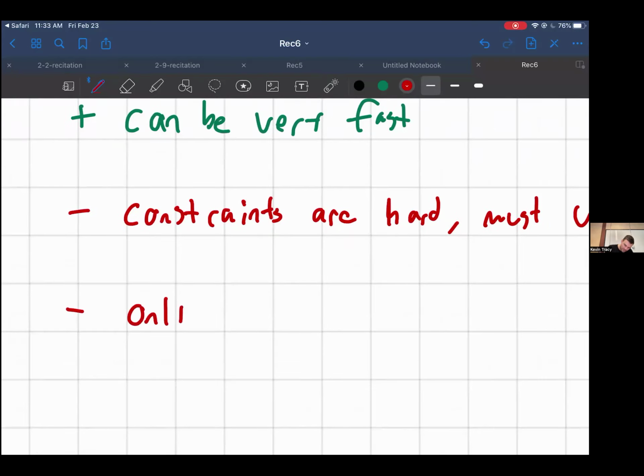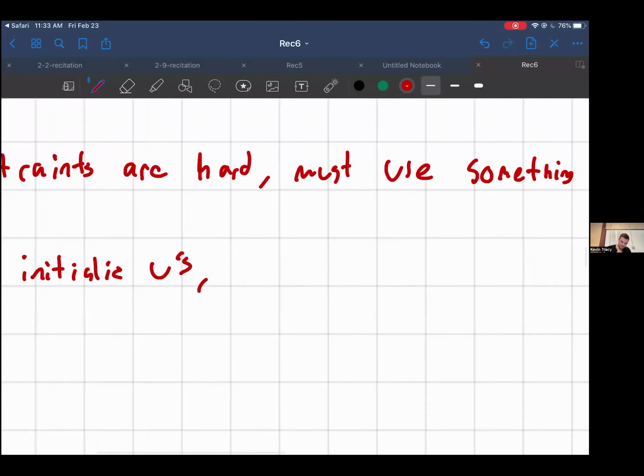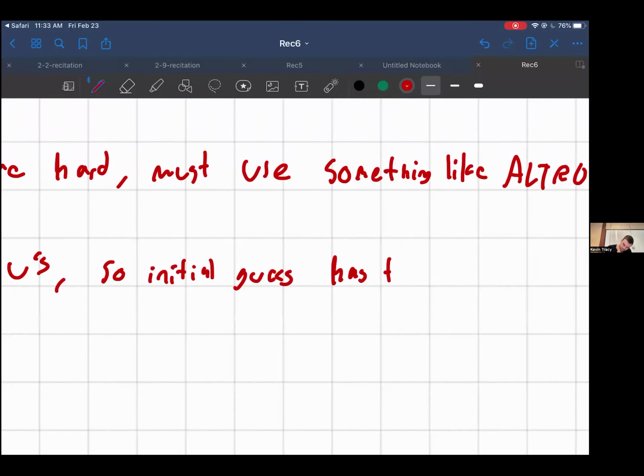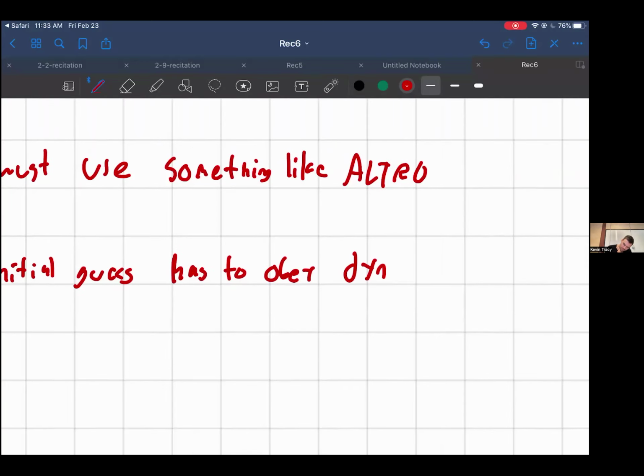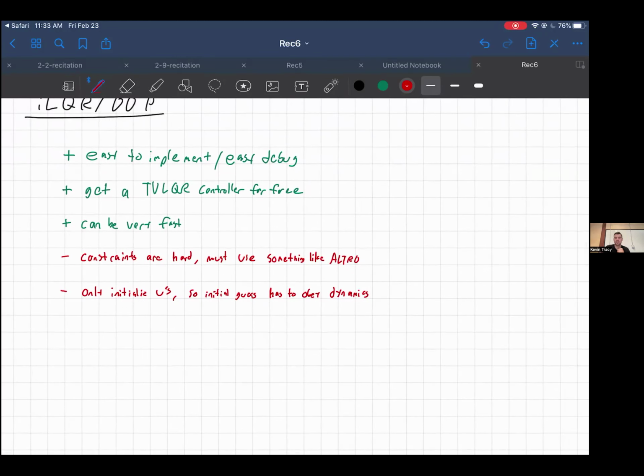So I can only initialize the U's, not the X's. Now, what's bad about this is that it basically means that my initialization has to be dynamically feasible. It has to obey dynamics. So I can only initialize U's.